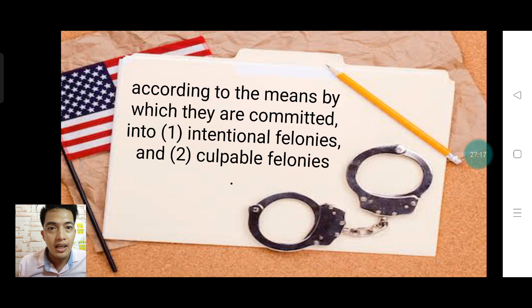Imprudence, negligence, lack of foresight, lack of skill. So those are culpable felonies. Freedom, and the wrongful nature of the act through imprudence, negligence, lack of foresight, or lack of skill. If, for example, you committed a crime that resulted without intent because of the wrongful act, of course you fall under culpable felonies.